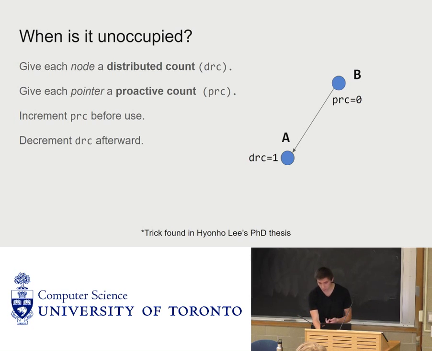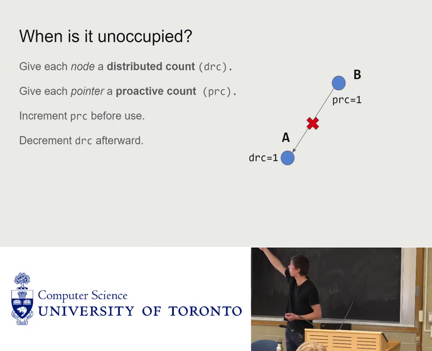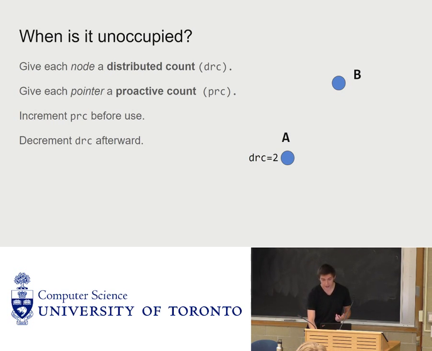So for example, here, B tries to access this node. So it atomically reads the pointer and increments this PRC. A deletes the pointer, but because the PRC is 1, it decides to pass on this number of processes down to the DRC. So now DRC is 2. A goes somewhere else, but it doesn't delete the node because the DRC not being equal to 0 means that somebody's about to access it. And so B gets there and B is happy.